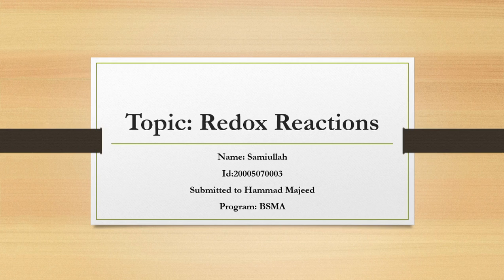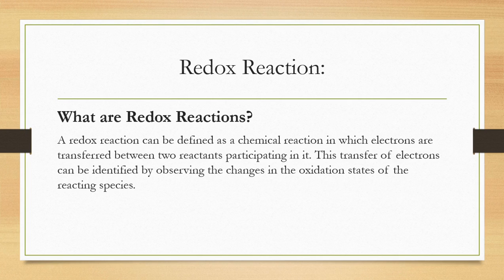Now today my topic is redox reactions. First of all, we will describe what redox reactions are. A redox reaction can be defined as a chemical reaction in which electrons are transferred between two reactants participating in it. This transfer of electrons can be identified by observing the changes in the oxidation states of the reacting species.